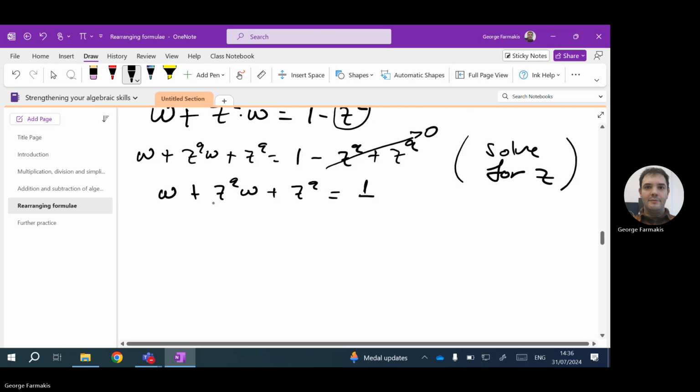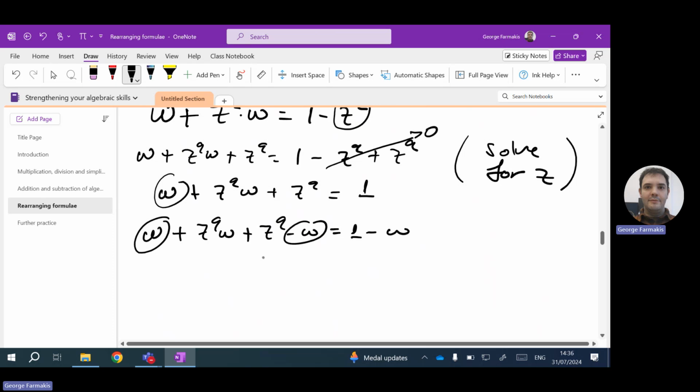So let's get rid of the w. So if I subtract now w from both sides, then this w minus this w will give me 0. So we don't have w. We have z squared w plus z squared equals 1 minus w. Okay, how can we solve for z?